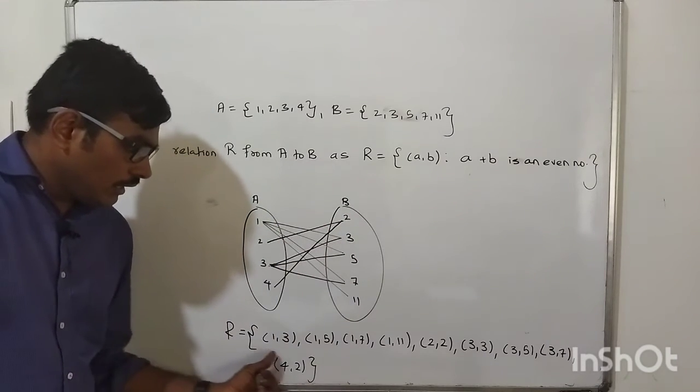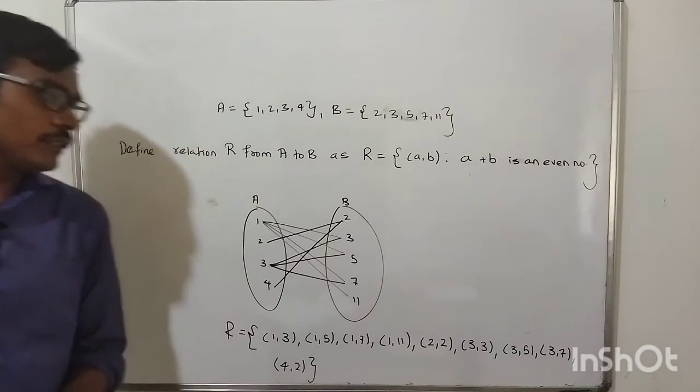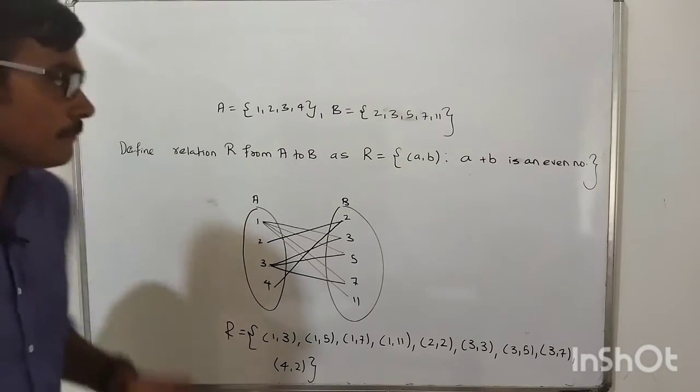And then all the ordered pairs you have to write in roster form. So this is a relation.